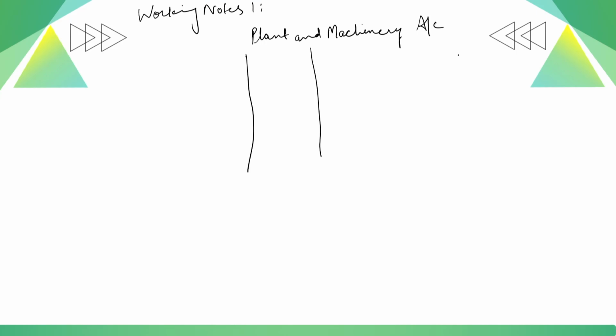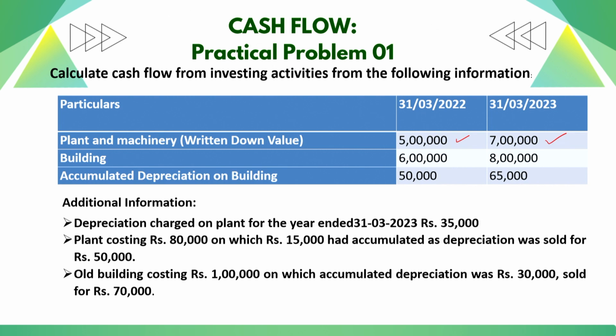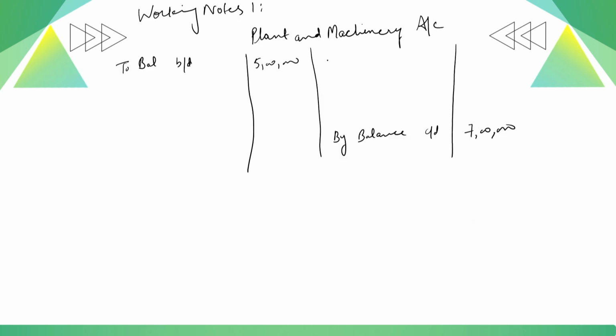As given in the balances, we can see that the opening balance is 5 lakh rupees. So we put it on the debit side, to balance brought down, 5 lakhs. We are also provided with the closing balance, which we will write on the credit side, by balance carry down, that is given in the question as 7 lakh rupees. And as additional information we are provided with the depreciation. So we write it on the credit side of the account under the heading by depreciation, 35,000.